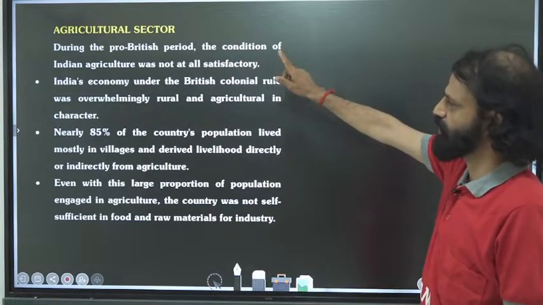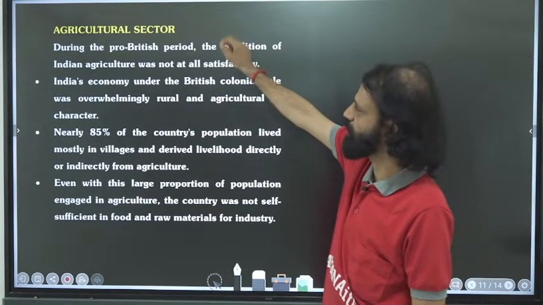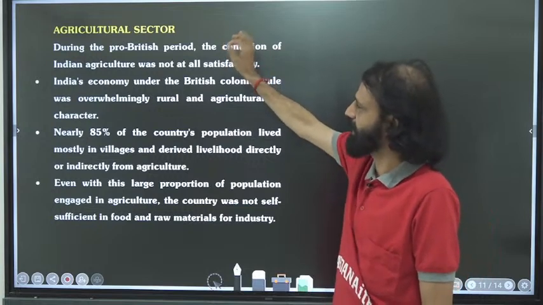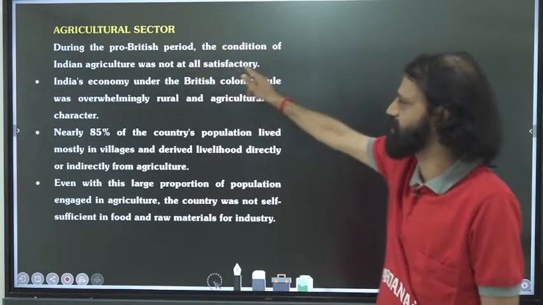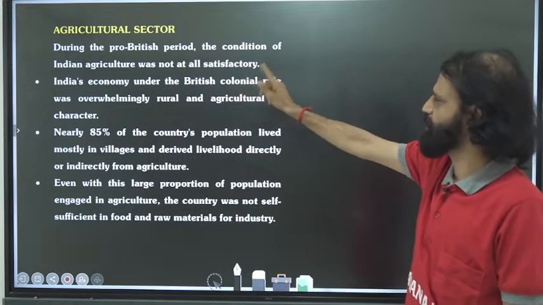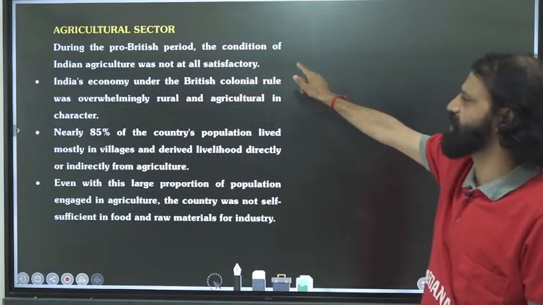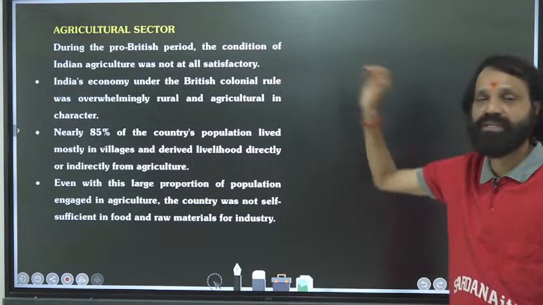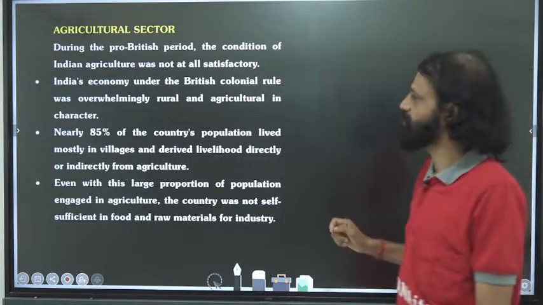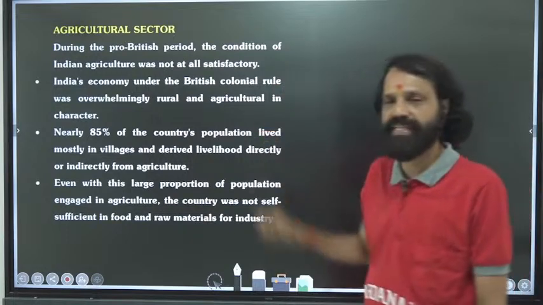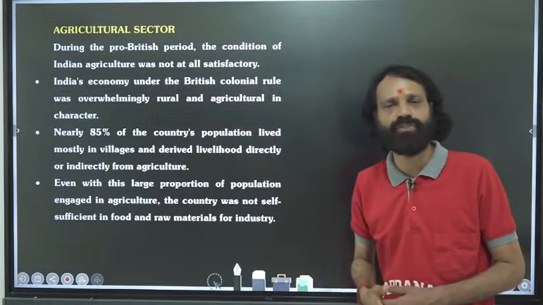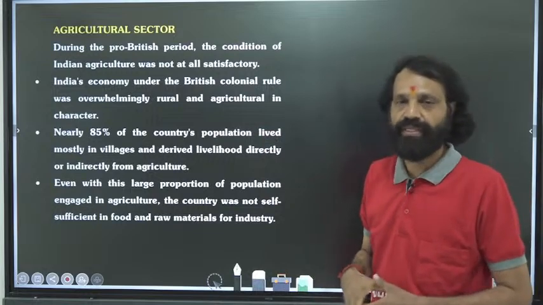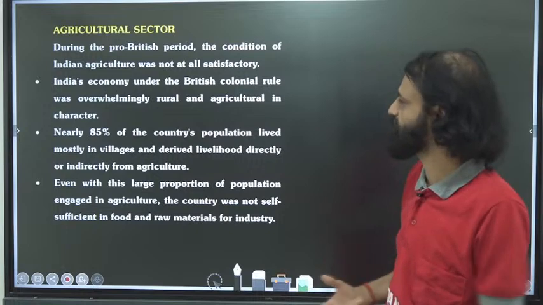So first of all, we can check what happened in the agricultural sector. During the pre-British period, the condition of Indian agriculture was not at all satisfactory. In the field of agriculture, Indian laborers and Indian farmers were not doing well. They couldn't perform very well.